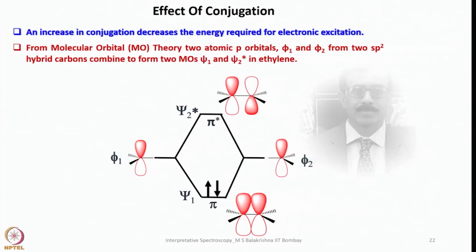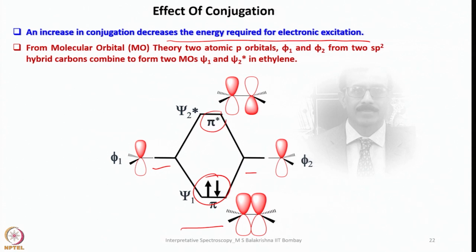Then what would happen if there is an extended conjugation? An increase in conjugation decreases the energy required for electronic excitation. That means extensive conjugation brings down the gap between pi and pi star. If pi is HOMO and pi star is LUMO, this gap is considerably brought down if we have extended conjugation. From the molecular orbital diagram shown here, two atomic p orbitals form two sets of sp2 hybrid carbons here and here, so form pi and pi star in ethylene.